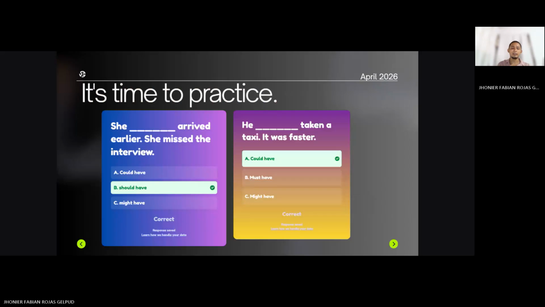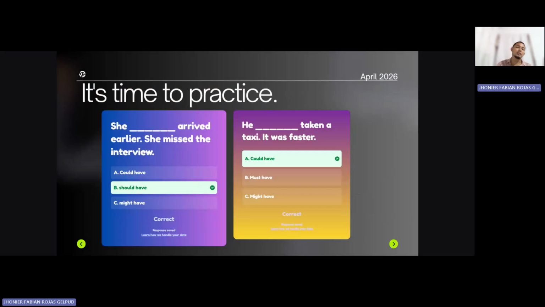Okay, in this space, we will play a game of choosing the correct option. Let's begin. She blank arrived early. She missed the interview. Okay, the correct option is B, should have. So it will be: she should have arrived early.